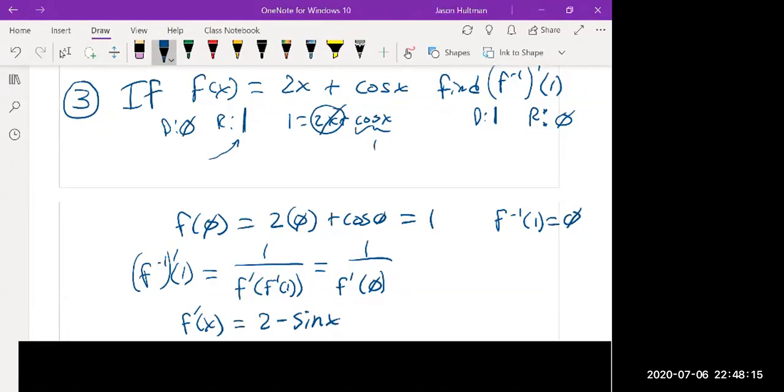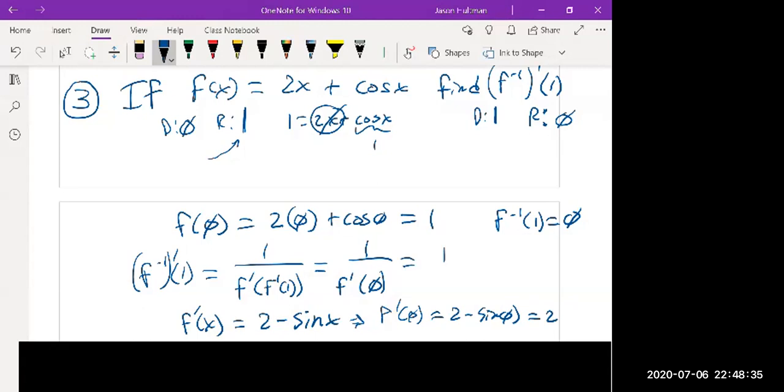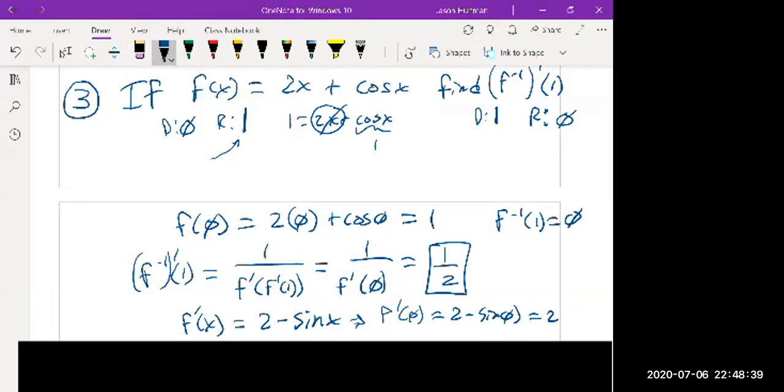Okay, and so what's this going to be? If I evaluate this at 0, f prime of 0 is equal to what? Well, that's 2 minus the sine of 0, which is 2. So isn't that going to be 2? Yeah. And so what does this end up being? 1/2. Boom, there's my answer.